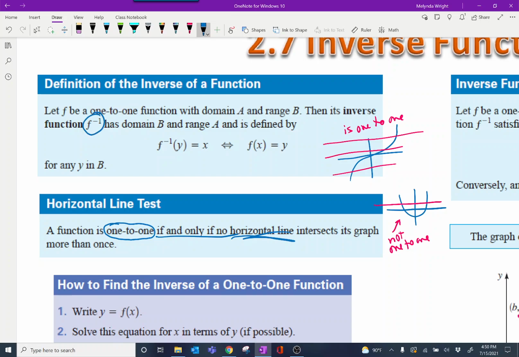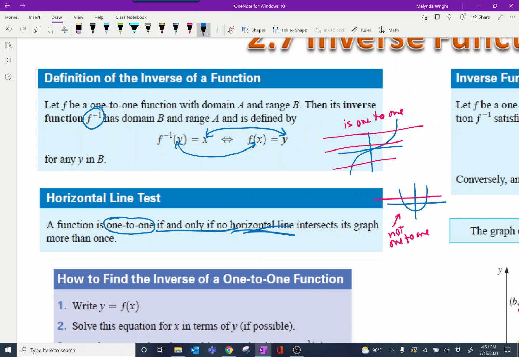This notation is very confusing for many students. That little -1 looks like an exponent, but it is not an exponent. It is an indication of inverse. So just a heads up, f to the -1 does not mean -1 is an exponent. It signifies that it's the inverse of f. The definition of the inverse is that the x's and the y's have been flipped. That is the huge significance here, that the x and the y have been flipped. And we're going to find inverse functions using that technique in just a moment.